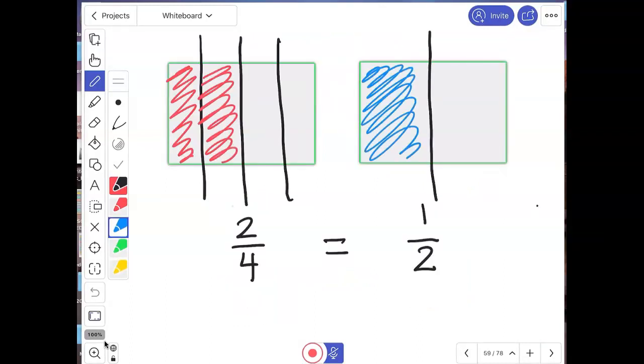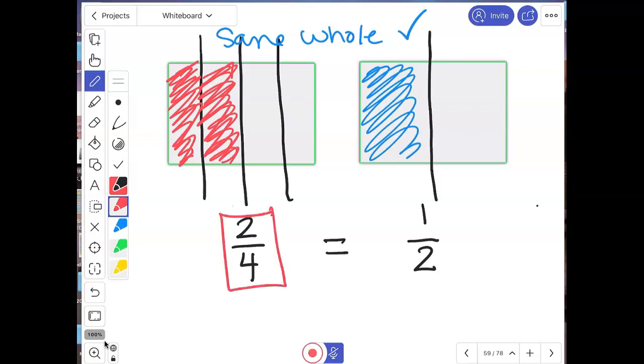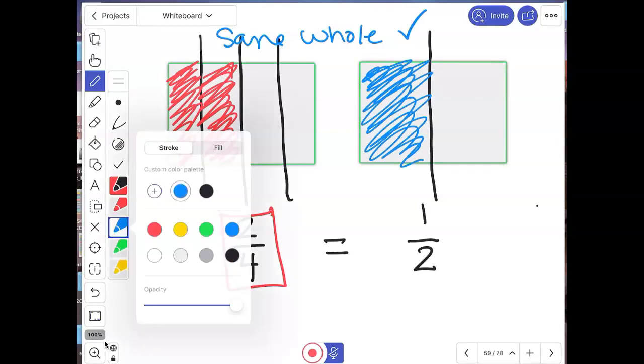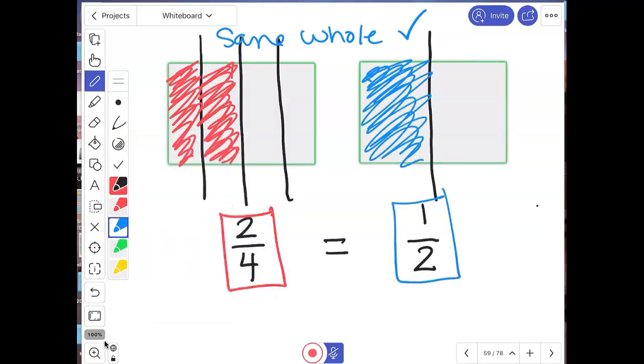Okay, now I have another set of fractions. I know that my whole is the same because, again, I copied and pasted. And I can look at them and I can say they're the same rectangle. So first I shaded in 2/4 of the first rectangle. And then I shaded in just 1/2 of the second rectangle. Now, when I look at those and I eyeball it, this amount right here is the same shaded amount as this part right here.